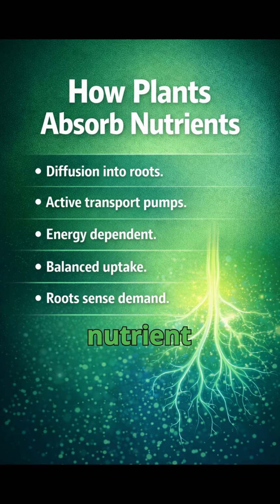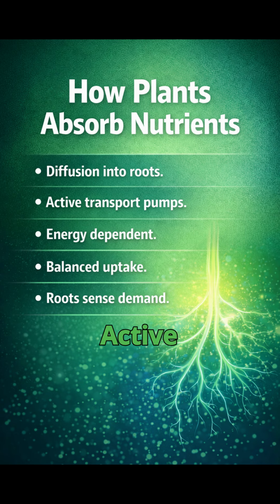Most nutrient uptake happens through active transport. This is an energy-dependent process. The plant uses ATP, the energy currency of cells, to power protein pumps in the root cell membrane. These pumps selectively grab specific nutrients and pull them into the root, even when the concentration inside the root is already higher than outside. This is how plants can accumulate potassium, nitrate, or phosphate to levels much higher than what's in the soil or nutrient solution.